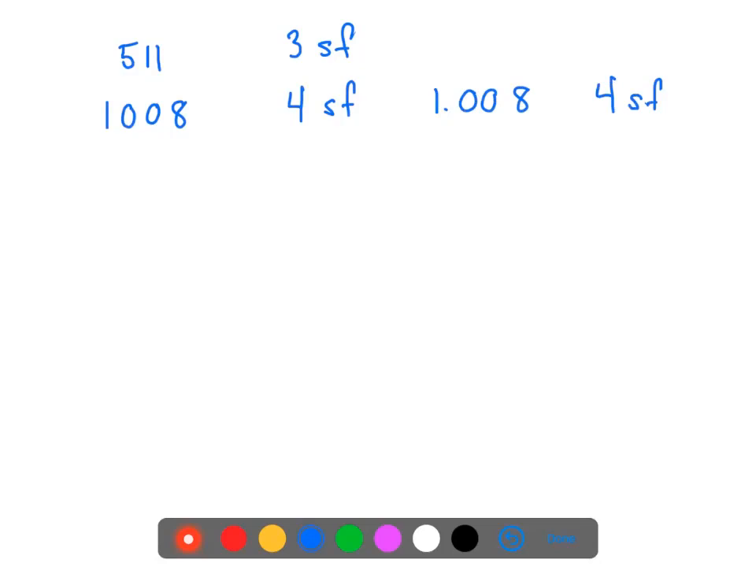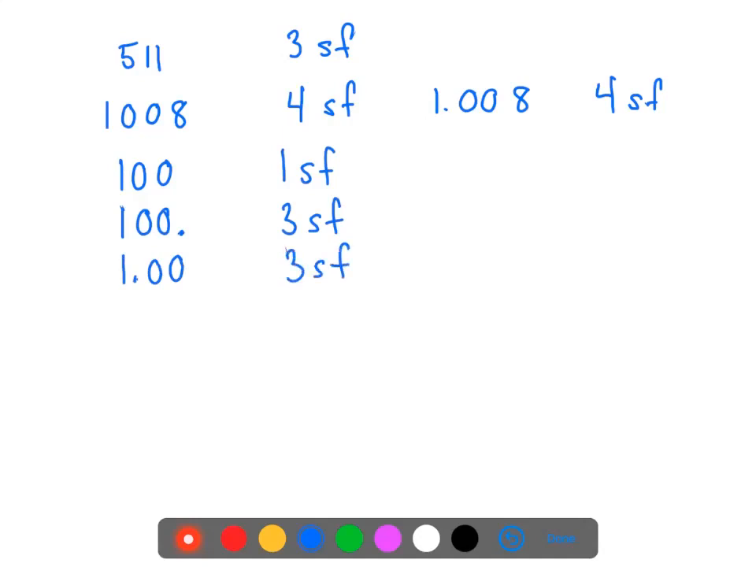Trailing zeros. So with trailing zeros, if we had the number 100, because there is no decimal place in this number, this would only contain 1 significant figure. However, if we were to place a decimal at the end of this number, we would consider this to contain 3 significant figures. Similarly, if we had trailing zeros for a number as shown, this would also be equivalent to 3 sig figs.